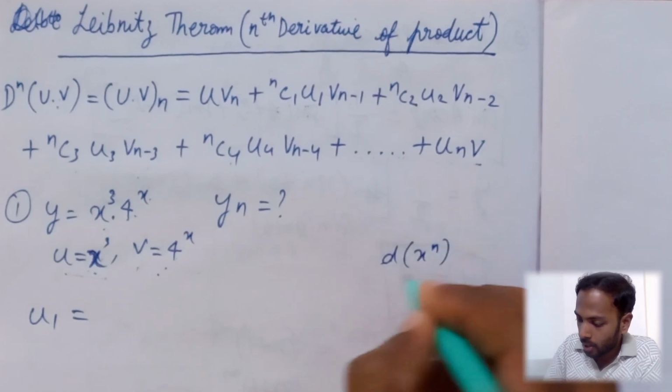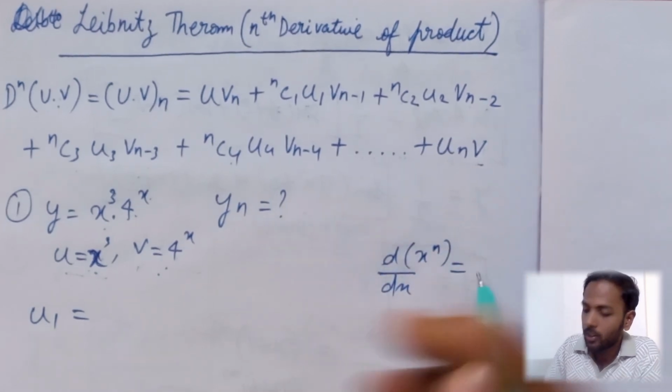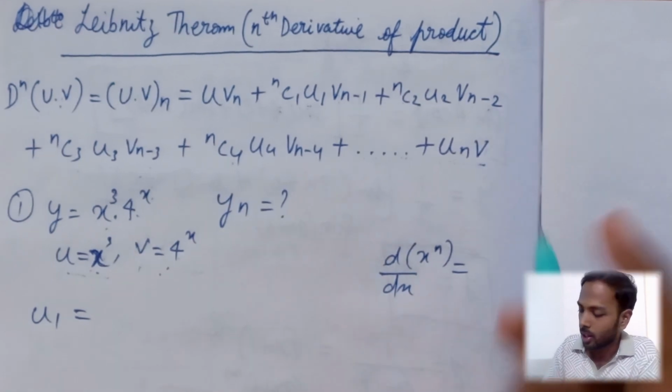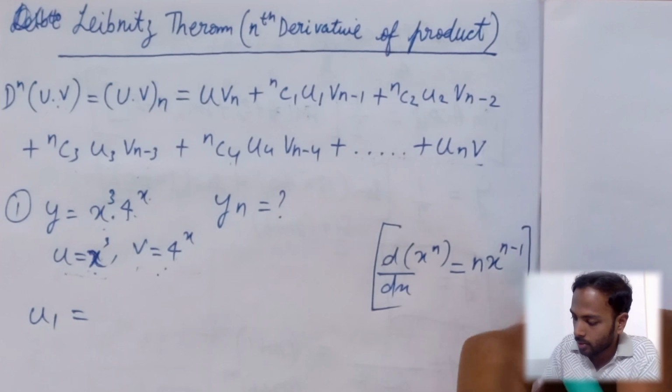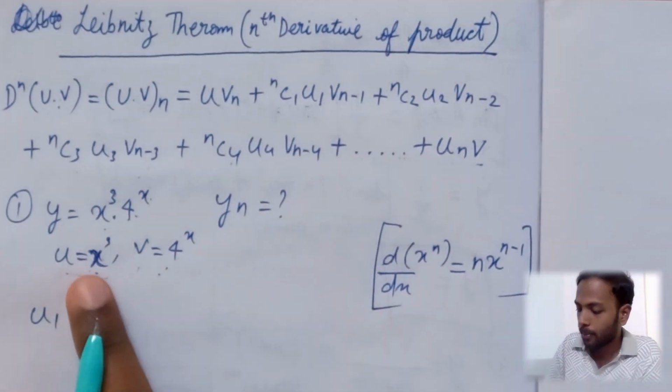Differentiation of x power n. The very basic formula which we learned in 11th and 12th standard calculus: n into x to the power n minus 1, right? Yeah, so this is a basic formula. So let's apply this here.